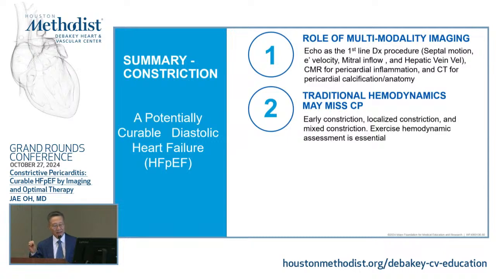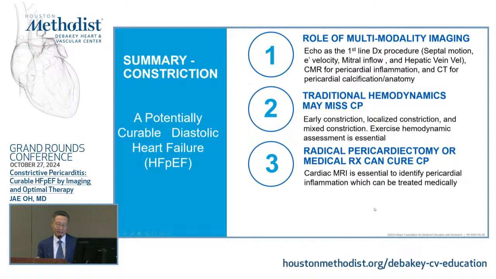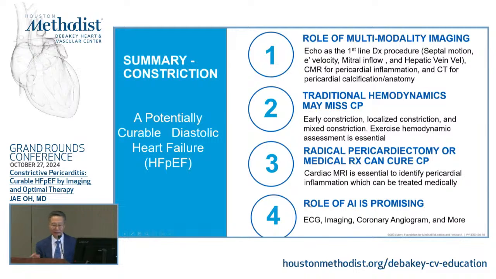And I think echocardiogram hemodynamics has been very sensitive, and we are picking up early atypical constrictive pericarditis and localized ones. The standard therapy is pericardiectomy, but you can also try medical therapy when you see significant pericardial inflammation. And I didn't have time to talk about AI, but there is a promising role for AI in the future in diagnosing and managing patients with constrictive pericarditis.